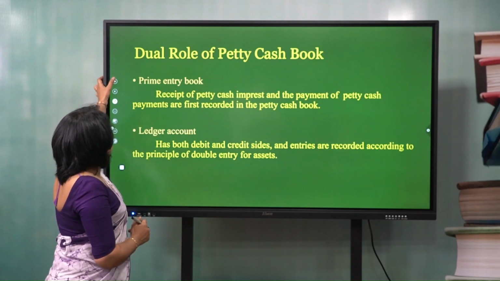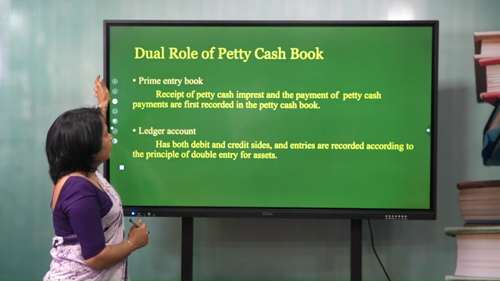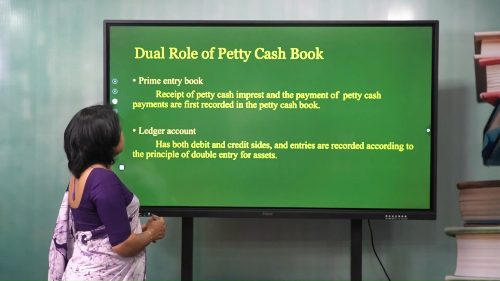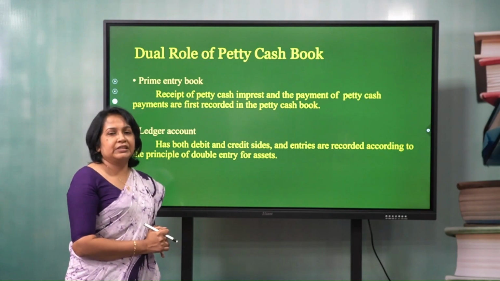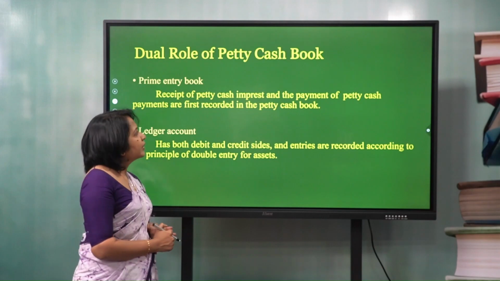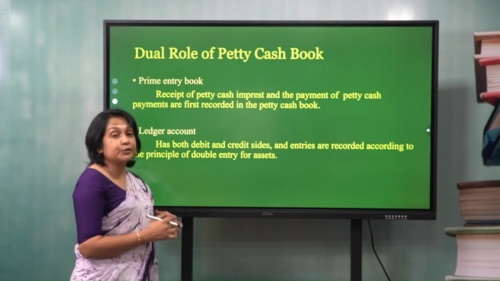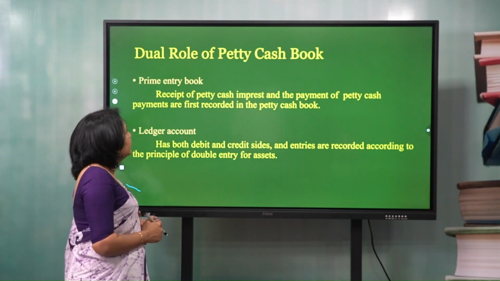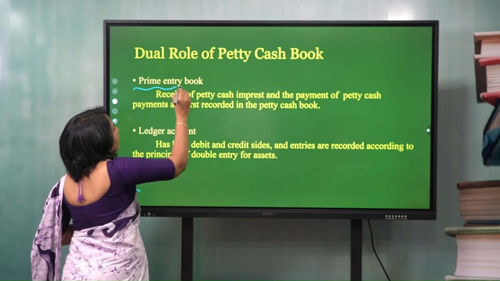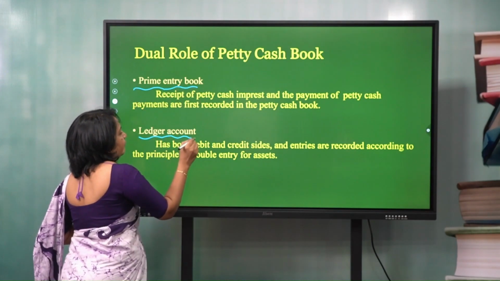We'll go to the next slide. Dual role of petty cash book. Now this is also, children, same as the cash book. Petty cash book does two functions. It works as a prime entry book and a ledger account.